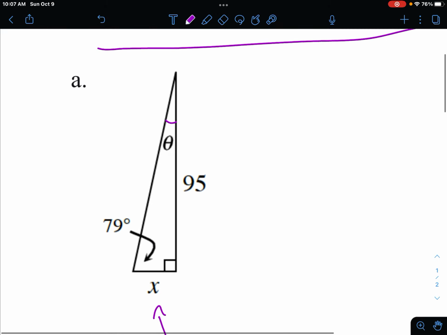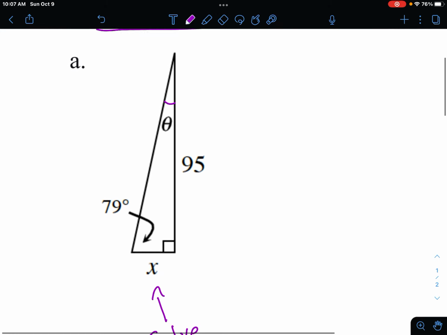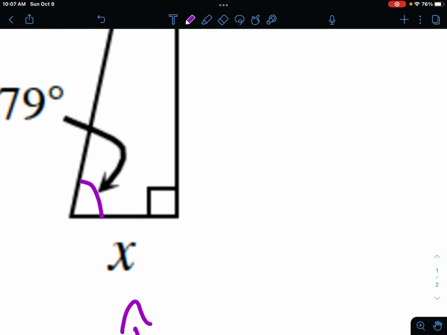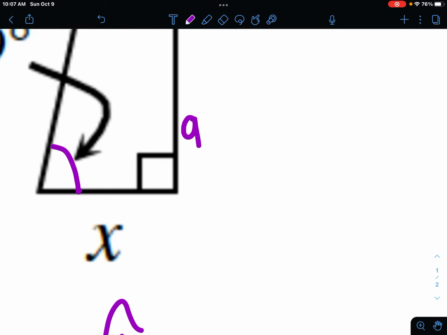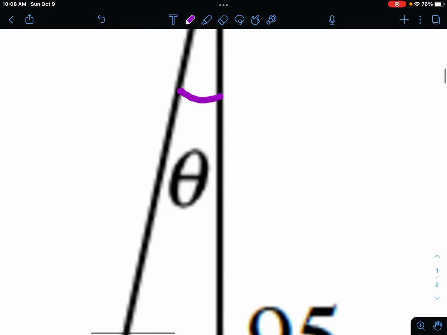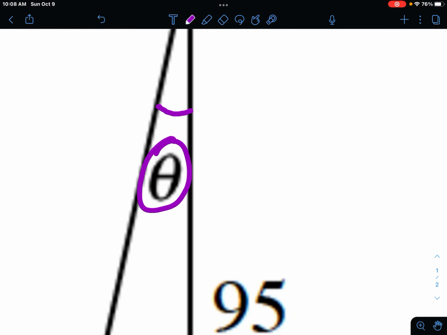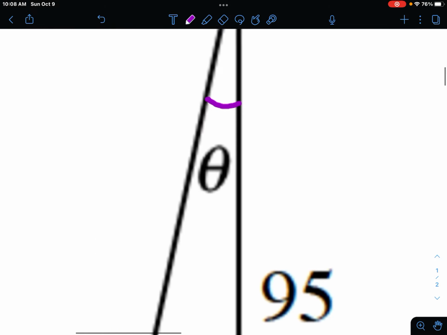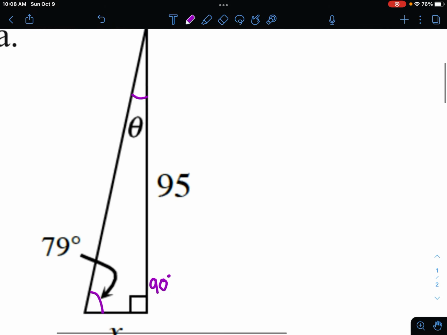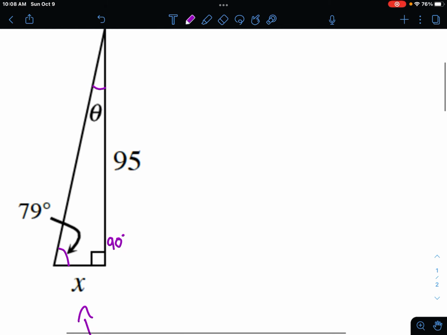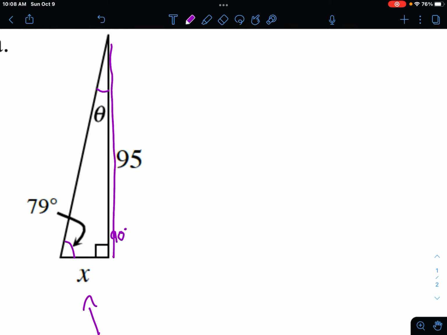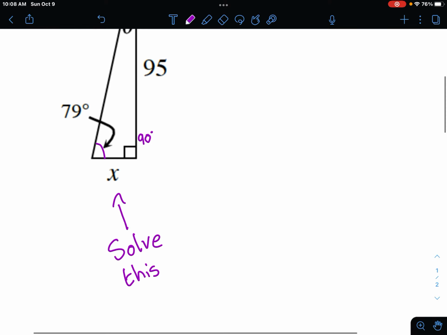Alright, so first thing we need to do is inspect the triangle, see what they've already given us. So we can see that they've given us an angle right here that is 79 degrees. They've given us another angle that is 90 degrees, and we know this because they gave us the right triangle icon right here. They gave us another angle with theta. That is usually what they use for a missing angle or an angle that isn't given. And they gave us this side length, which is 95. So we need to solve for x.